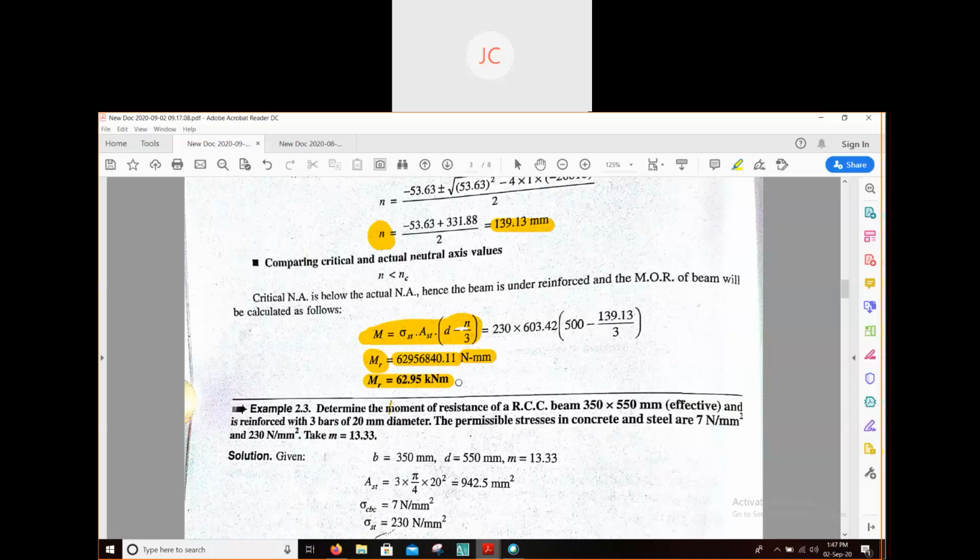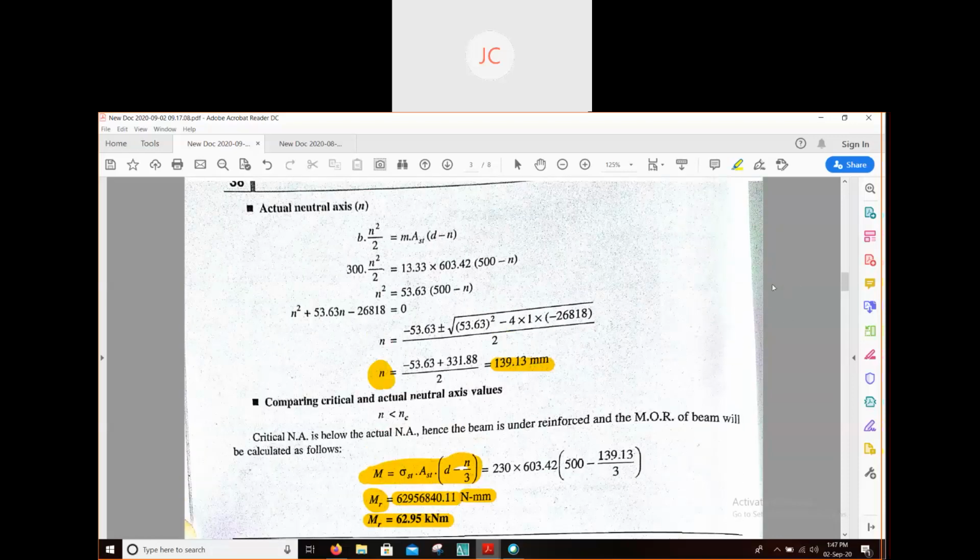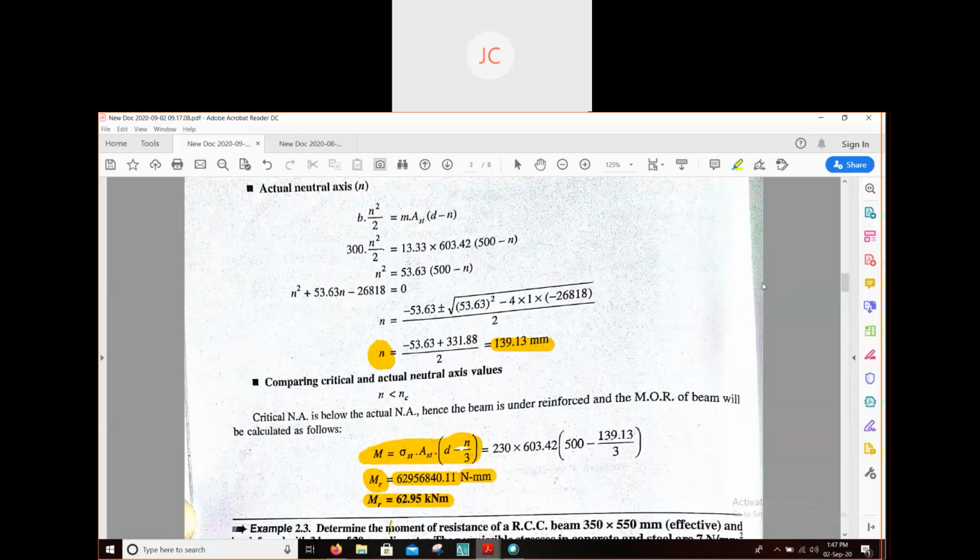So I hope all of you have understood this problem. Yes or no? If you have any doubt in this problem, you can ask me now. Otherwise, I will ask you to solve the next numerical.